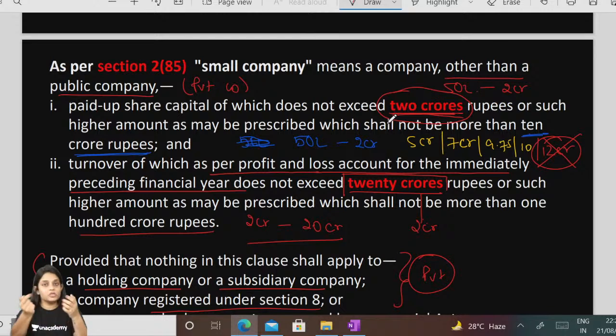So, if you try to recall the definition, you can also do it. In fact, you should do it loudly. As per clause 85, a small company is a company other than a public company having a paid up capital which does not exceed how much? 2 crores or such higher amount as may be specified, not exceeding 10 crores, and turnover as per the P&L of the immediately preceding financial year not exceeding what? Not exceeding 20 crores or such higher amount as may be specified, not exceeding 100 crores. Provided nothing in this clause shall apply to a holding and a subsidiary company, a Section 8 company and a company governed by a special act. Is it clear to everyone?